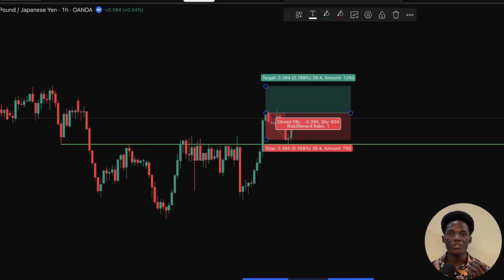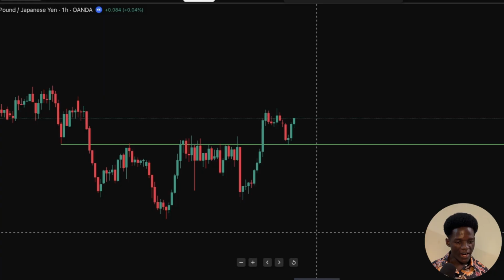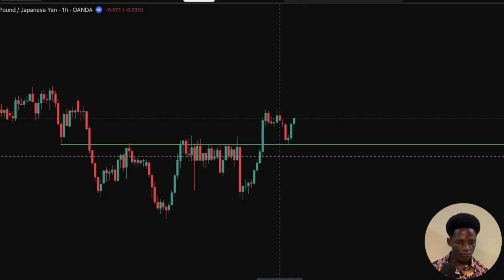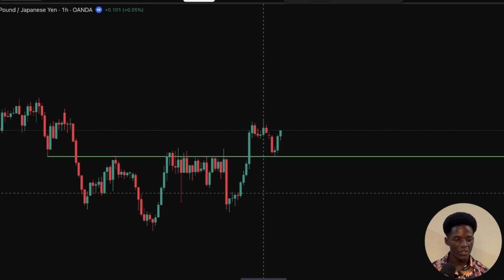But professionals wait. They don't just enter immediately. They have to wait to see confirmation. They have to wait for price to make a retest at their key level, support or resistance level. So here we have a key support level. We have to wait, and the price has already reached our key support level. It made a retest to our key support level.